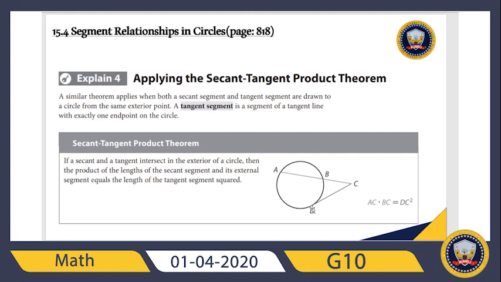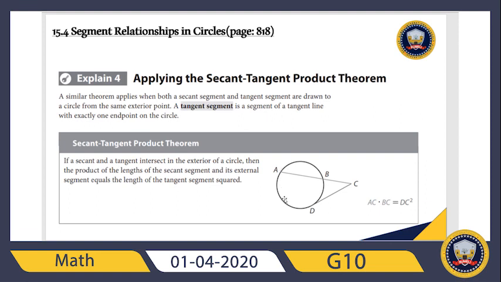Remember what the tangent is? This line or segment, the tangent, is coming from outside and it touches my circle in just a single point. That is the tangent. So CD is a tangent, whereas AC is a secant. Why? Because it crosses in 2 points, not one.